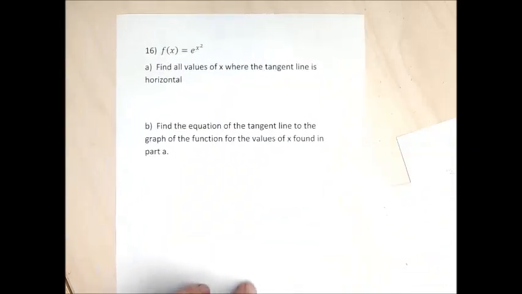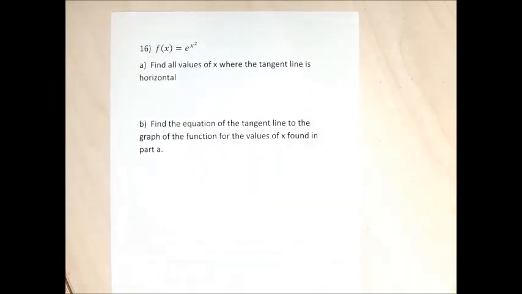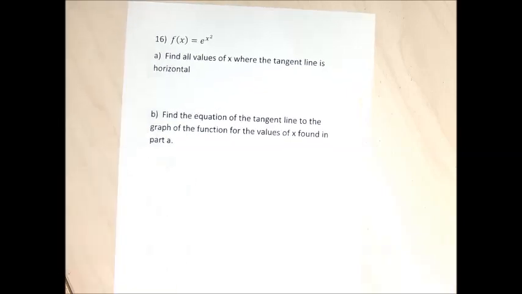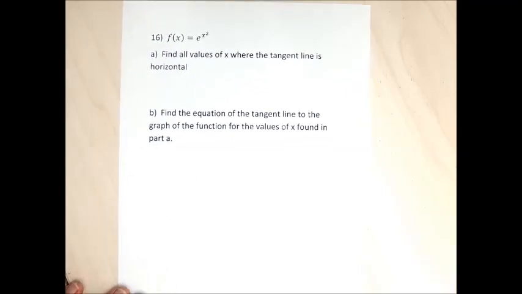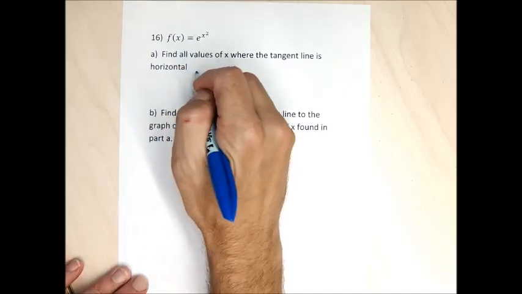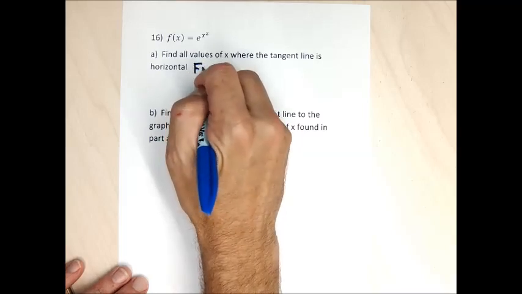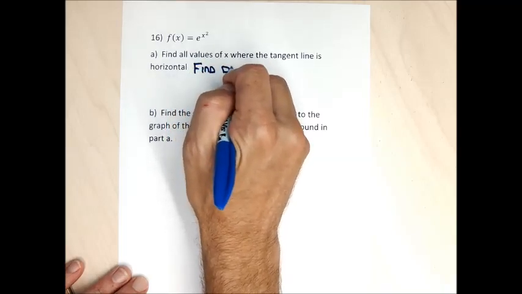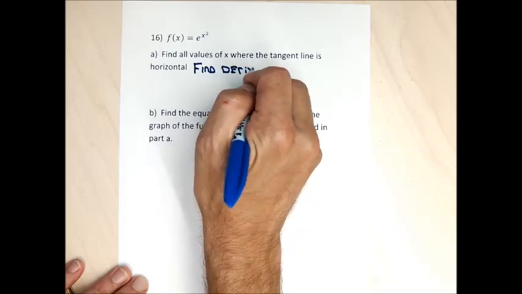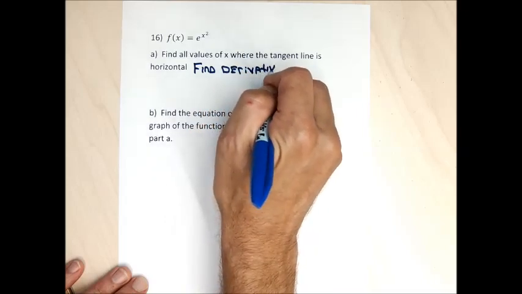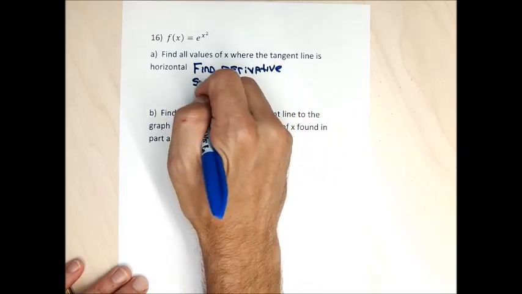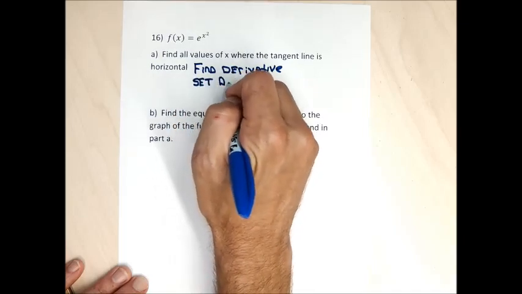I did a separate 2.4 part 3 with these problems, so hopefully that's kind of fresh in your mind. To do part A, to find all values of x where the tangent line is horizontal, you're going to find the derivative, set the derivative equal to 0, and solve for x.